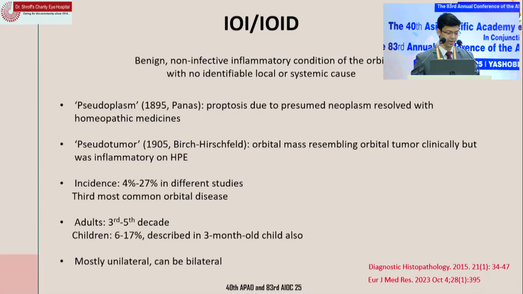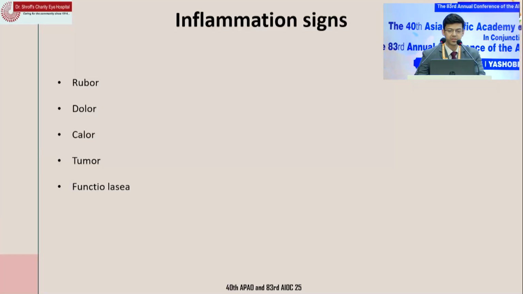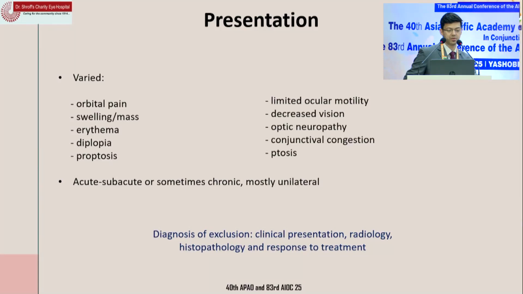So, anyone dealing with the orbit, and even the pathologist, must be aware of this entity. The prevalence is most common in the third to fifth decade. The disease is mostly unilateral but can also be bilateral. These are the 5 signs of inflammation that all of us have studied. So, keeping this in mind, the presenting features of IOID can be varied, ranging from orbital pain to a mass, diplopia, proptosis, limitation of motility. Then, if the posterior orbit is affected, decrease in vision, neuropathy, and inflammation can be acute or subacute, but it is also important to remember that inflammation can also be chronic.